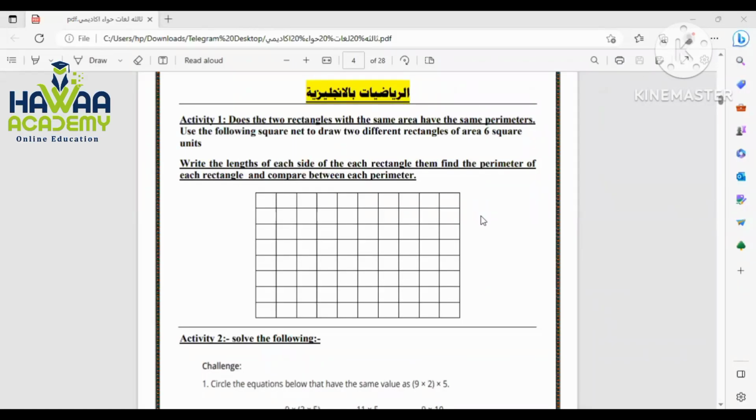Hello everyone, today we will solve math project papers. Let's see activity number 1. Do two rectangles with the same area have the same perimeter? Let's see together. Use the following square grid to draw two different rectangles of area 6 square units.